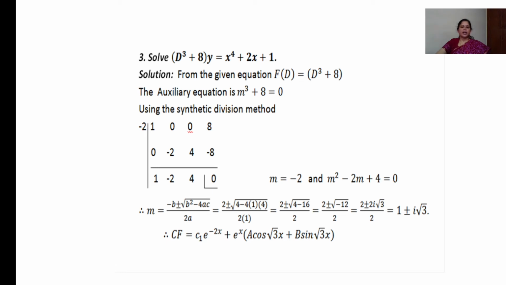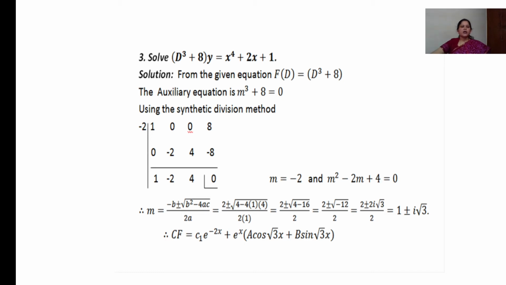Here the m square term and m term are not there. That's why we are taking the coefficient of m square as 0 and the coefficient of m as 0. So the first row values are 1, 0, 0, 8. We got it from the given equation. We always have to write in the first row the coefficients of m cube, m square and m, then the constant.